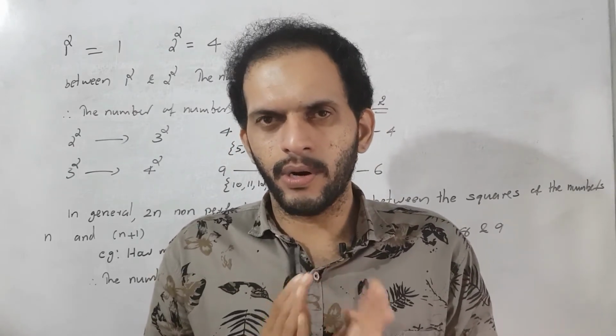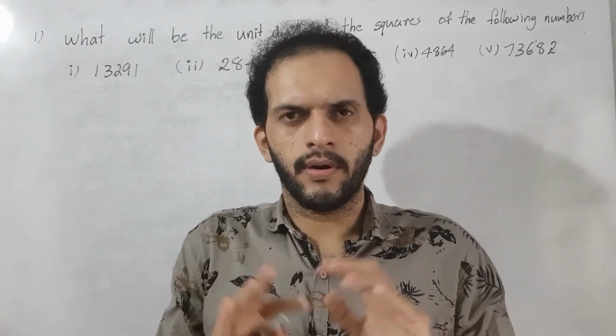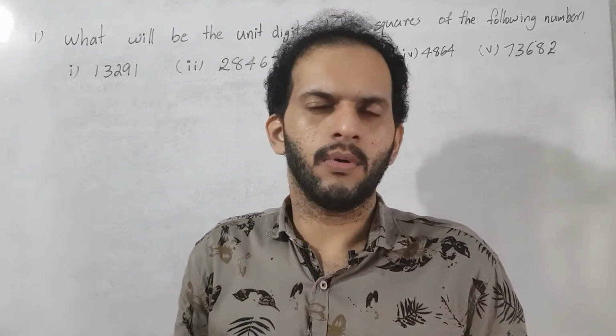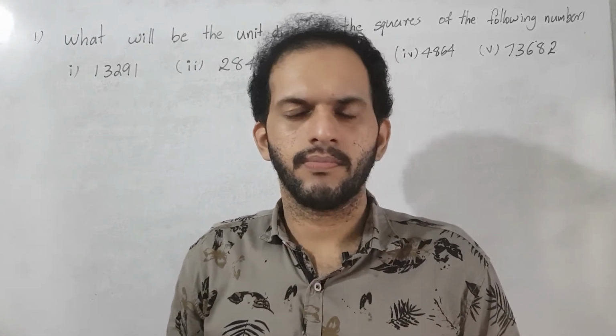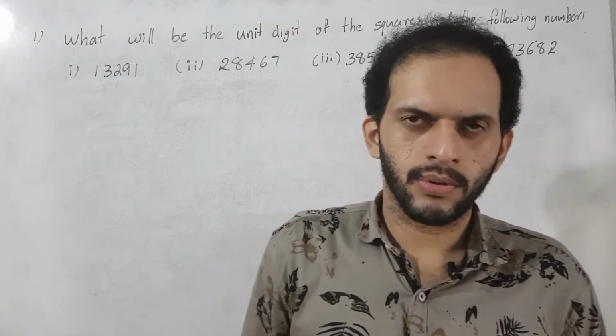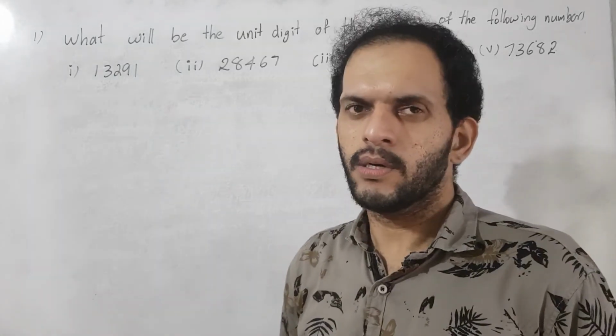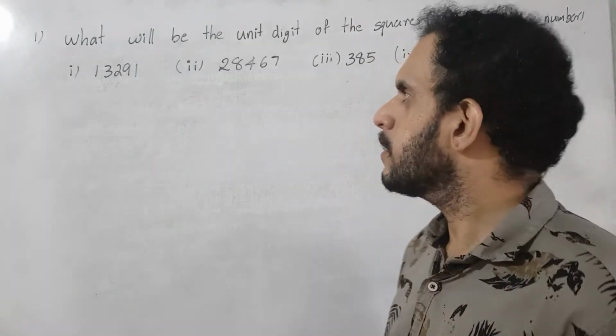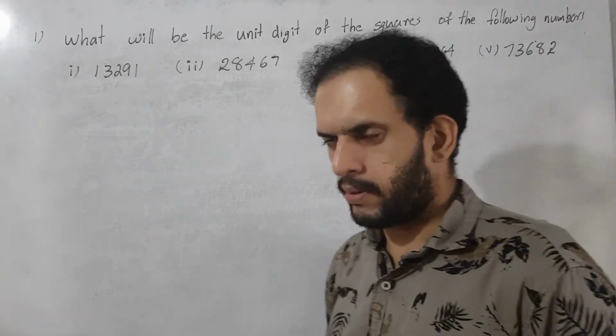Okay, I think you got the idea about this. We already discussed almost all the properties of square numbers. Then we go to the next question. The first question is like this. What will be the unit digit of the squares of the following numbers?